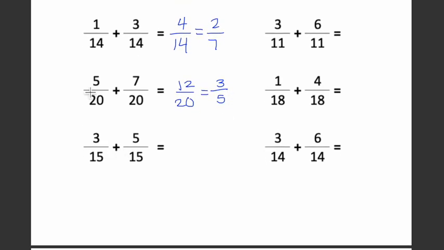Next problem, we have 3/15 plus 5/15. So 3 plus 5 is 8, and our denominator is 15. Now this can't be simplified because their least common multiple is 1. That means that we can't divide them by anything other than 1. So this should be our final answer.